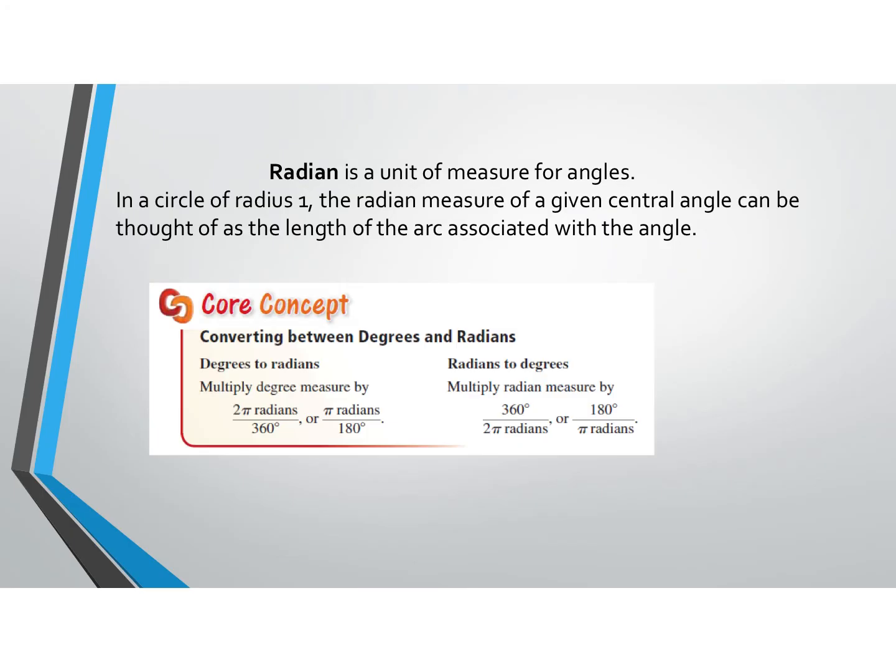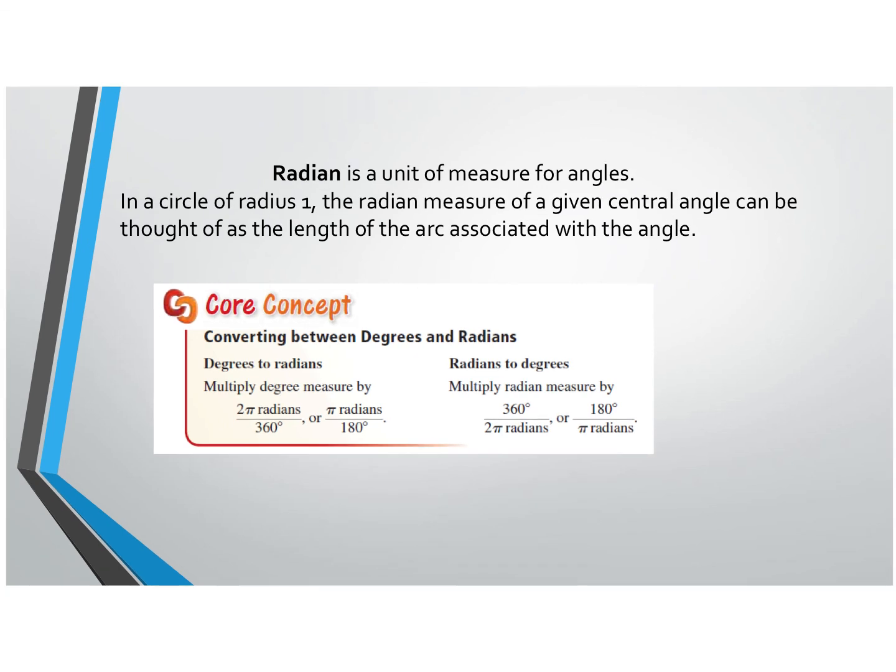All right. A radian is just a unit of measure for an angle. What you're used to seeing for angle measures are degrees. This is just another way to measure an angle, and it's called a radian. So when we have a circle of radius 1, the radian measure of a given central angle could be thought of as the length of the arc associated with the angle. And you're going to see a unit circle, and that's where you're going to have a radius of 1.